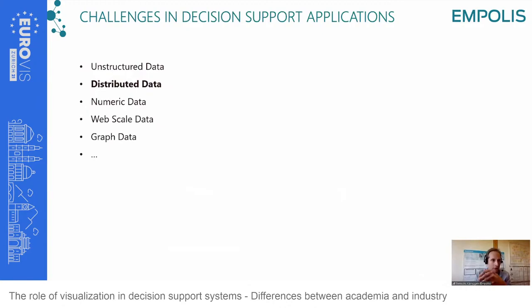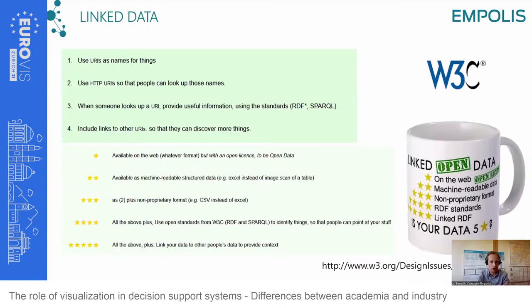A second example, another challenge in decision support applications that I came upon, was distribution. Now we spoke about all the information being in one wiki, and that's fine for many applications, but typically you have information in many silos and you have them distributed. And there I got very much involved in the Semantic Web standardization of the W3C, the World Wide Web Consortium. Tim Berners-Lee, the inventor of the web, wrote down a couple of recommendations of how to publish data via the web for structured data sharing: use URIs as names for things, use HTTP URIs so that people can look up those names. When someone looks up a URI, provide useful information using the standards, RDF and SPARQL. And finally, include links to other things so that you can discover more about your thing.